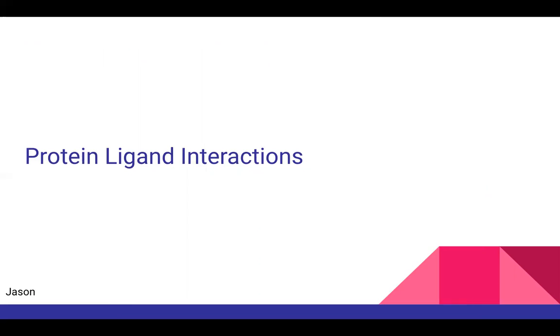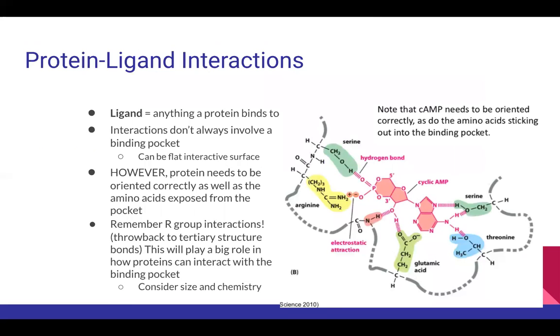Sure. All right, so now we'll talk about protein ligand interactions pretty quickly. If you don't know, a ligand is just anything that a protein can bind to. We use that as a broad umbrella term. Usually the ligand involves a binding pocket, which we'll show on the next slide, but it doesn't always have to. It could also bind to a flat surface on the cell.